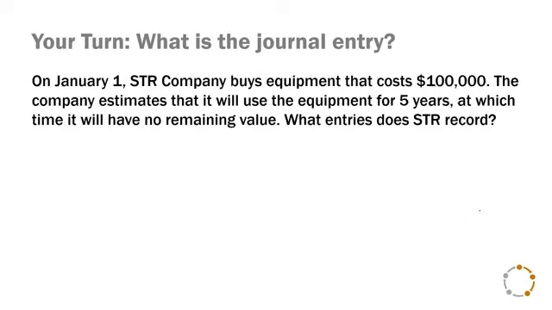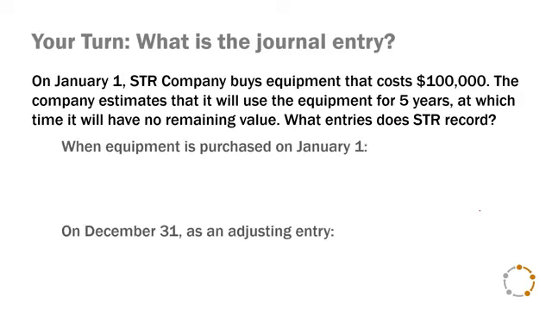On January 1st, STR Company buys some equipment that cost $100,000. They think they're going to be able to use it for 5 years, at which point in time it's not going to be worth anything. What entries does the company need to record? Let's think about these again in 2 entries. When the equipment is purchased on January 1st, and then second, on December 31st, the adjusting entry. Take a few minutes, give it a try, then come back and we'll see how it went.